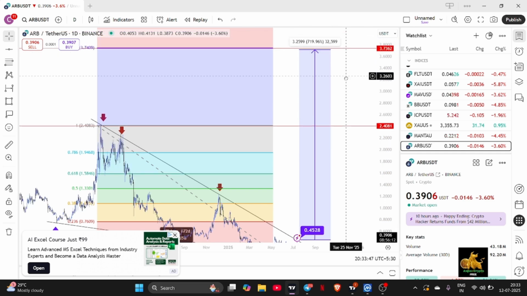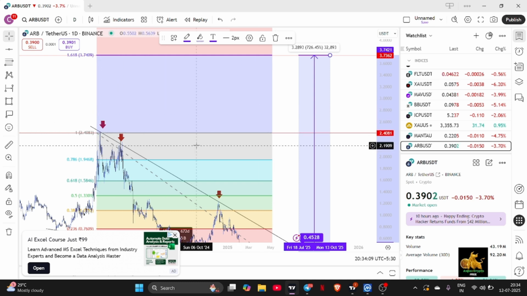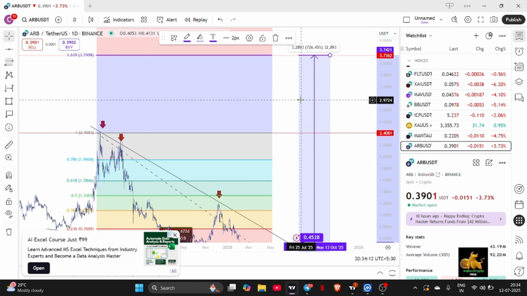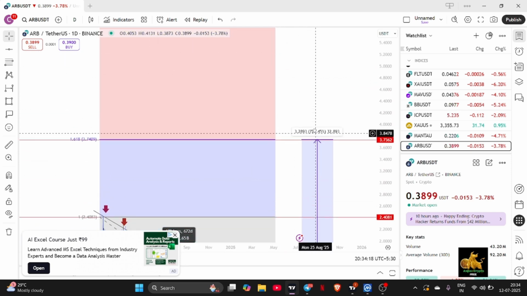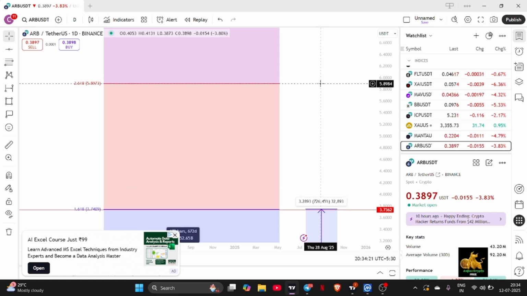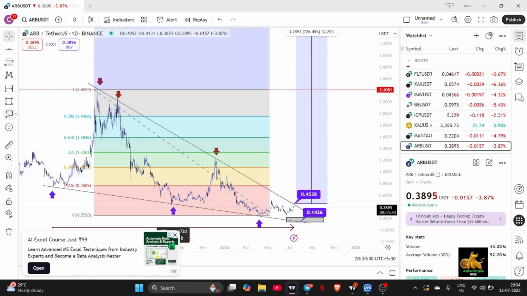In this bull run, we are going to see ARB pump to a minimum target of the $3.73 range. According to me, it's going to happen. But we can't predict beyond this price discovery zone because it's the market. We have some levels like 1.618, and after breaking out 1.618, we are going to see 2.618, that is around the $5.92 range. But $2.40 is our minimum target of ARB.